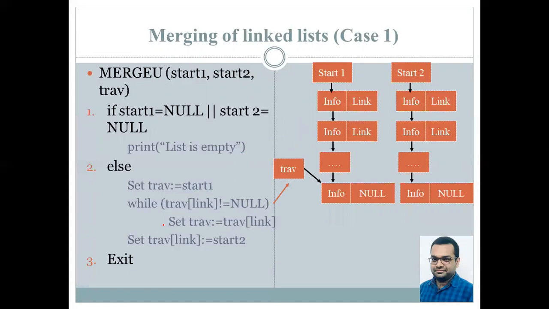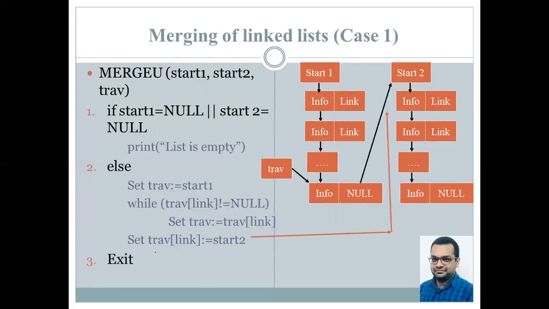This way, traversal keeps on progressing further till it reaches the last node in the linked list. Over here, the traversal's link will become equal to null, so this not equal to condition will be false. So simply, the traversal's link is set to the value start2, that is the address of the first node in the second linked list. So currently it is null over here. After execution of this statement, you can see now the address contained over here is start2.